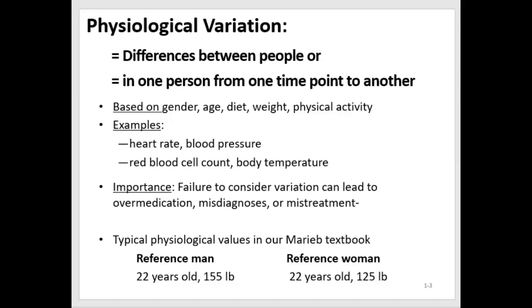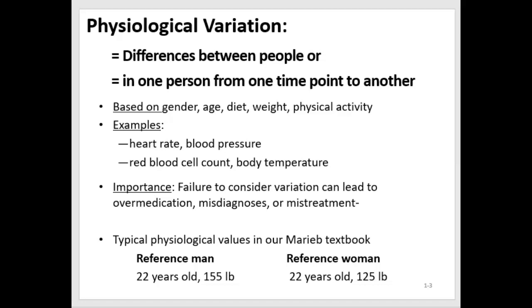That just means how does the function differ between people, either between 2 individuals or in one person from one time point to another time point. So how your body functions is based partly on your gender, age, your diet, your weight, your physical activity level, and many other things like genetics.